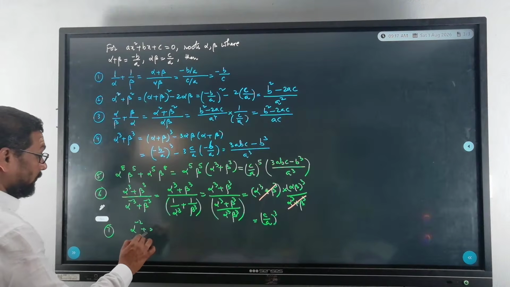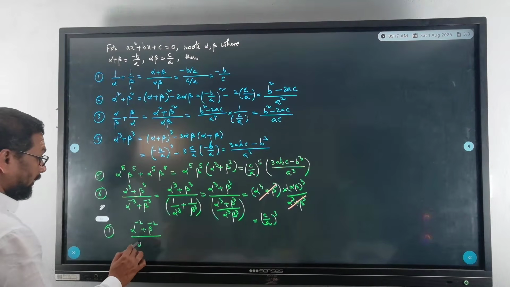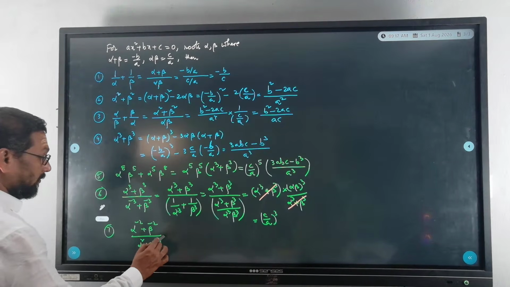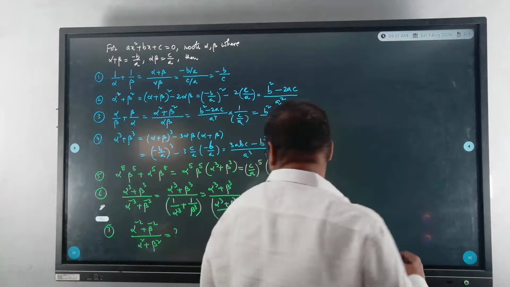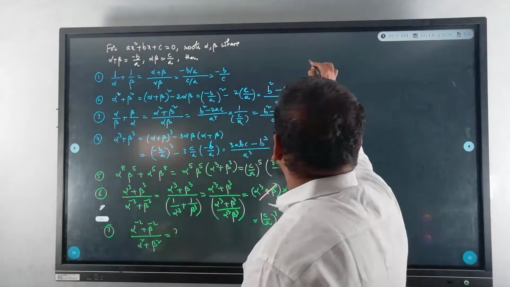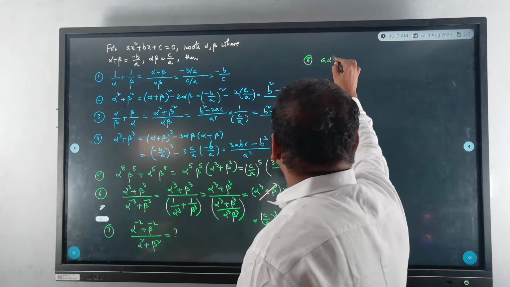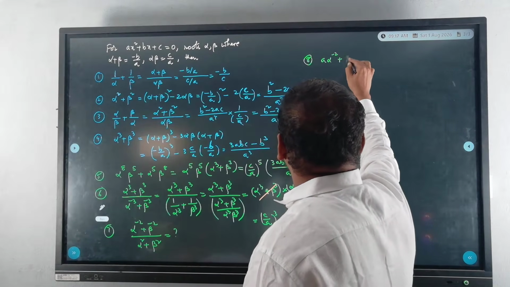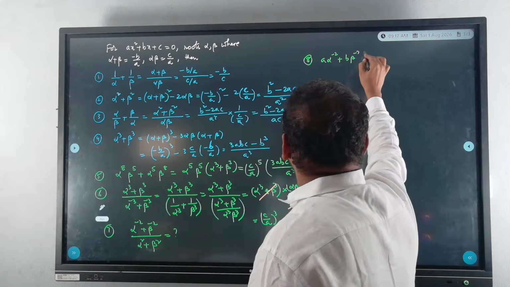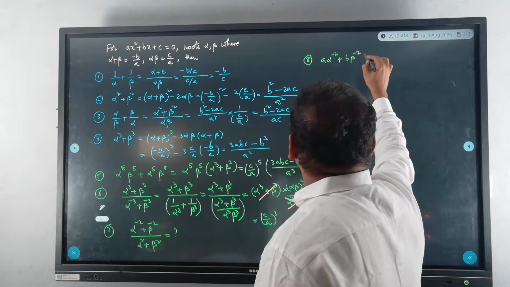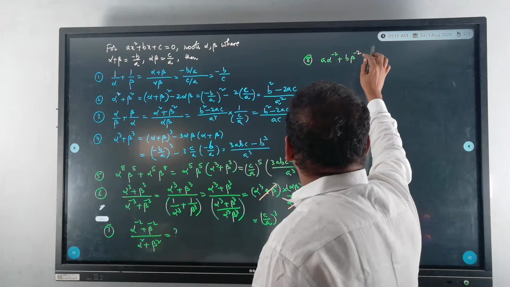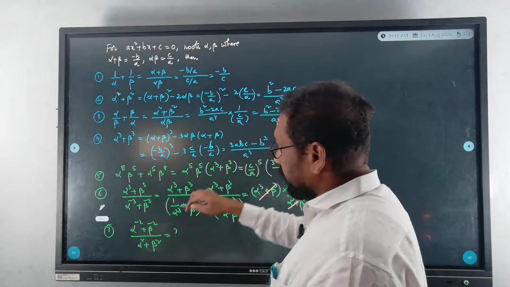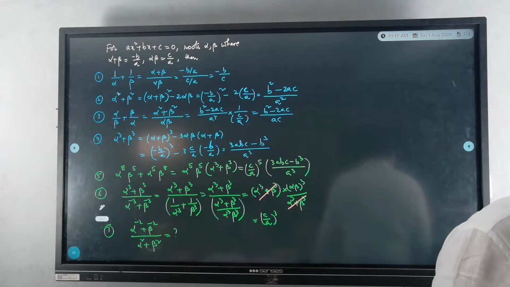Alpha power minus 2 plus beta power minus 2 by alpha square plus beta square. Do this. Next, a alpha power minus 2 plus b beta power minus 2. Do this.